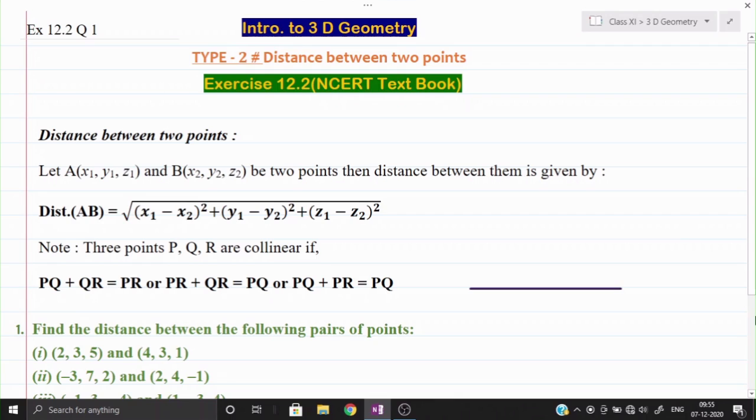Distance between two points you have already covered in class 10 in the chapter of coordinate geometry, where we covered two-dimensional geometry, as well as in class 11. In class 11, if you have covered the chapter of straight line, in that also you may have learned about the distance formula once again. Now we shall see how the distance formula is given for three-dimensional geometry.